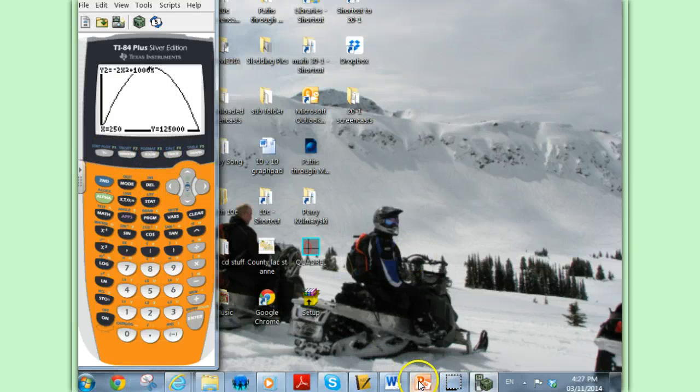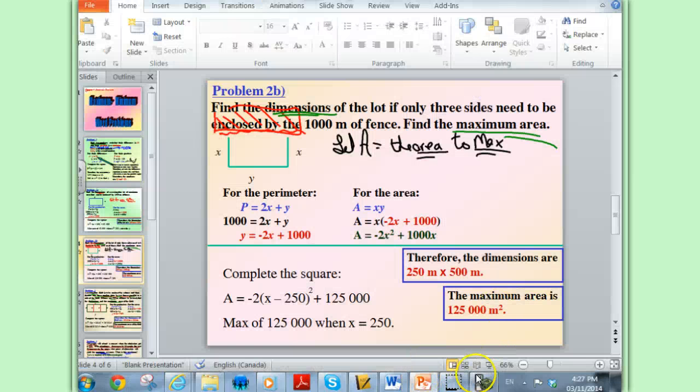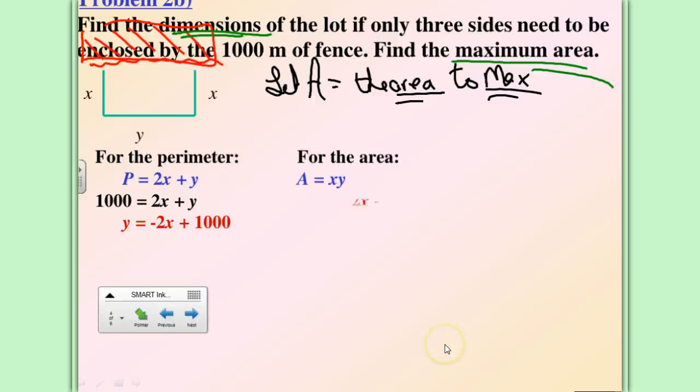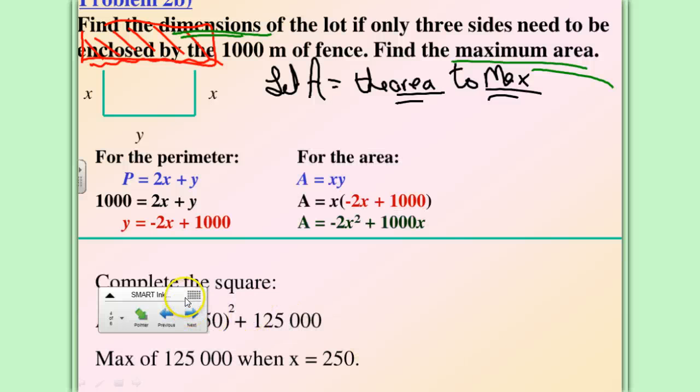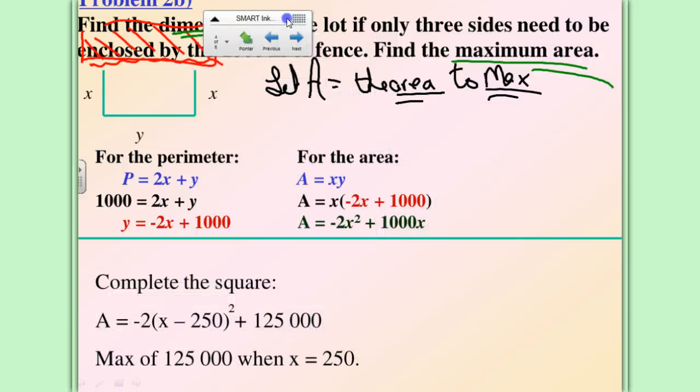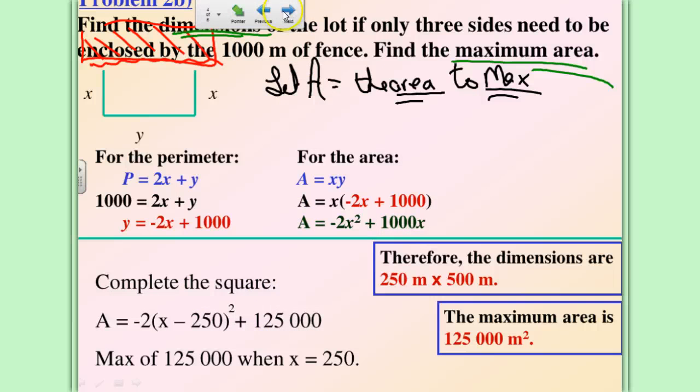I'm going to go straight to the word problem because you know how to do that. So if you use the maximum, you'll see that whether you complete the square, which is up to you, or whether you use the graphing calculator, the maximum occurs no longer at 250 and 250 like we saw. This maximum occurs at 250 and the other side is 500. Okay.